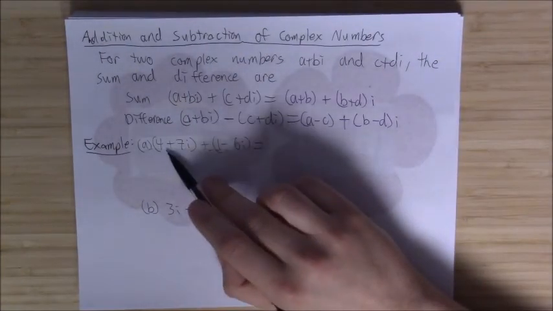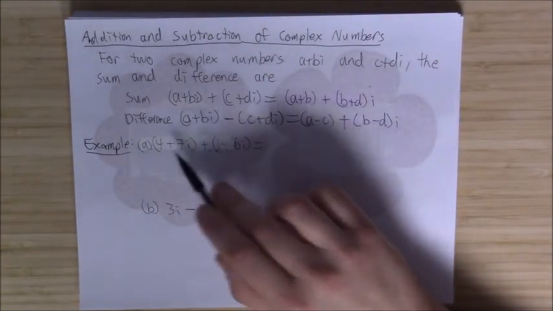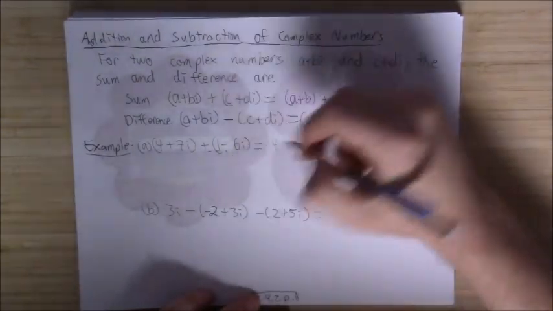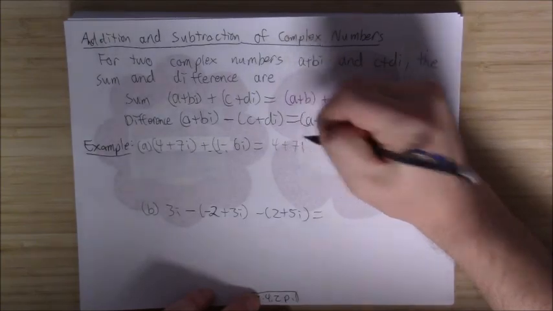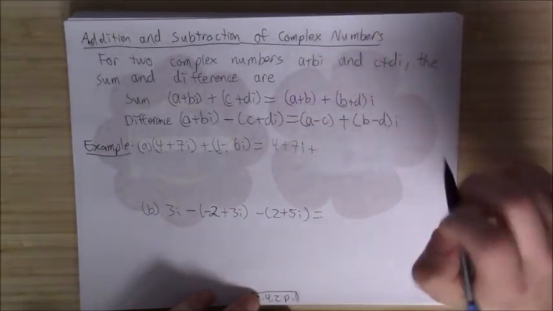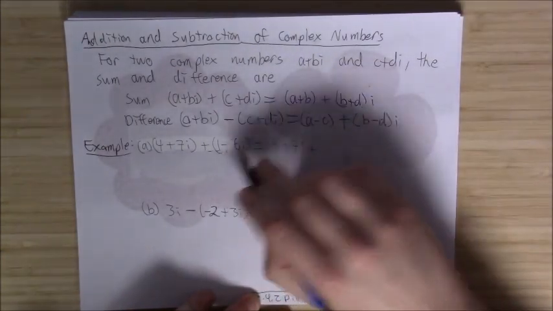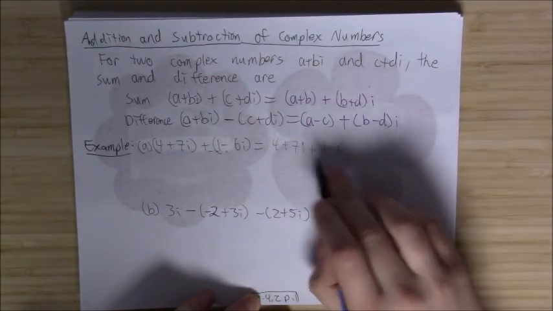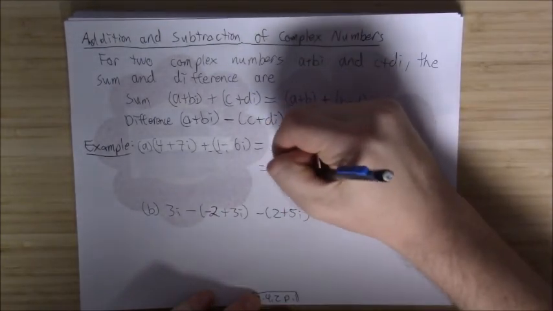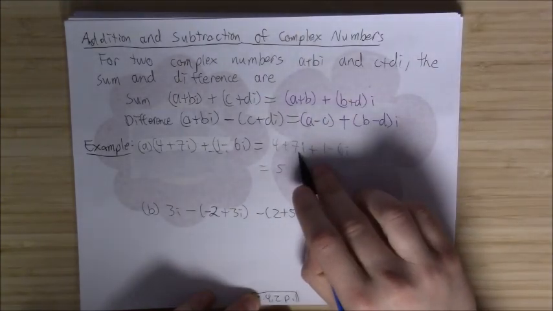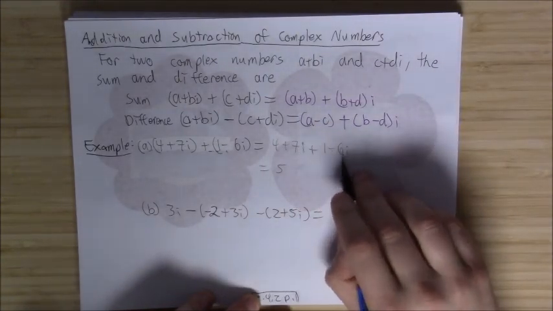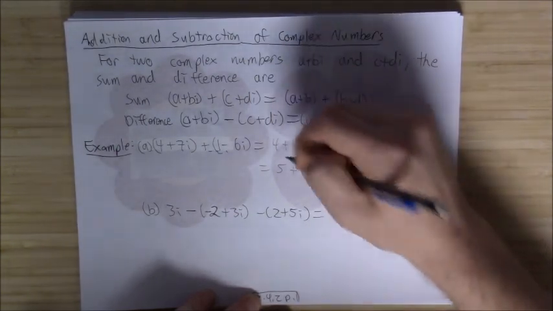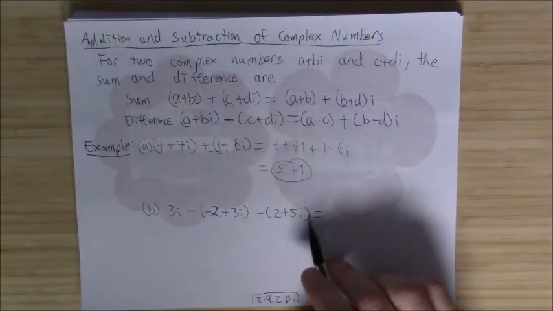Namely, if we wanted to do 4 plus 7i plus 1 minus 6i, I could match them up like this, but it's much easier than that. Let's write it as 4 plus 7i plus 1 minus 6i, and then let's combine like terms. The 4 and the 1 come together to give me 5, and then the 7i and the minus 6i come together to give me just 1i, or just i if you prefer.